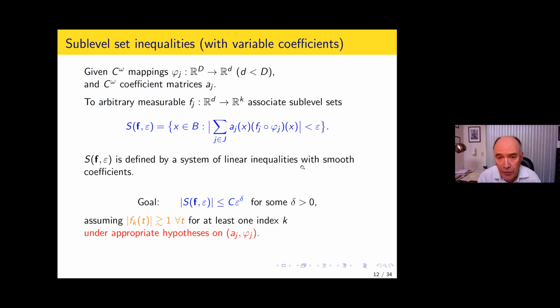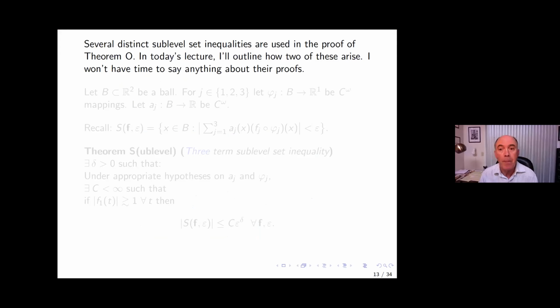Okay, and again, we understand that we're going to need some hypotheses here on the coefficients a_j and on the mappings v_j. But this is the goal. We want to majorize the measure of the sublevel set by a positive power of epsilon. And we want to do that under minimal hypotheses. We've got to assume that one of the summands is large, but we don't really want to assume anything else.